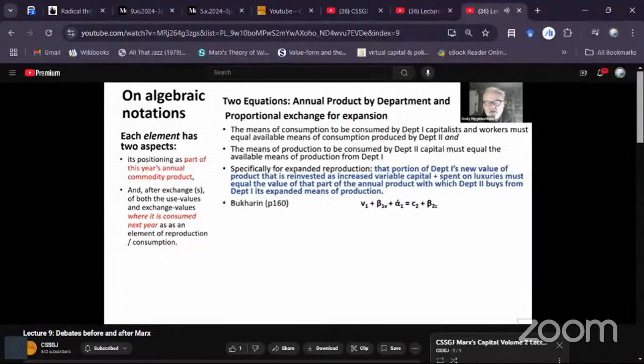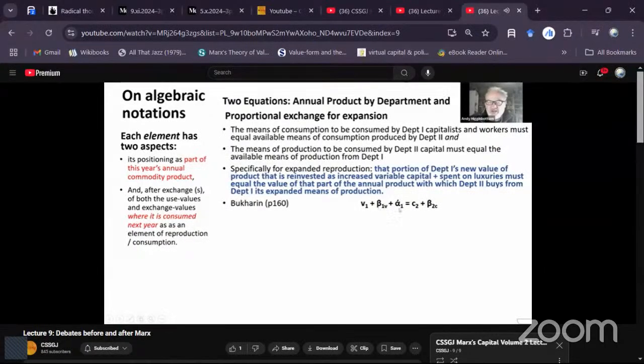Okay, now Bukharin sets up a notation. So the V1 and the beta 1V, they're basically the variable capital next time round, which is the same as this time round plus the increased variable capital, right? And this is the surplus value. Alpha is the surplus value spent on luxuries, right?